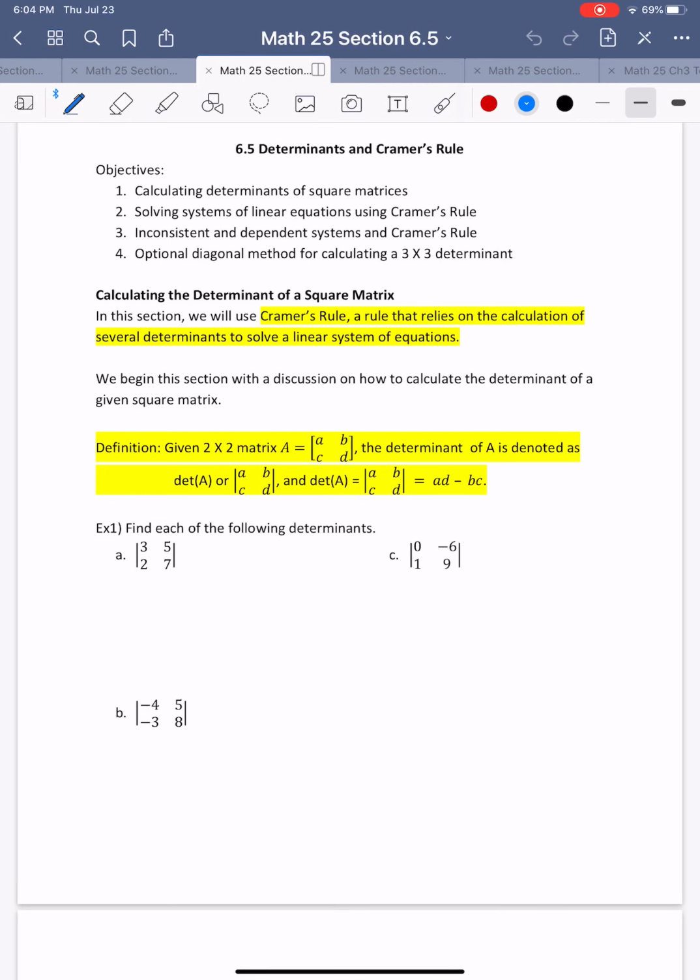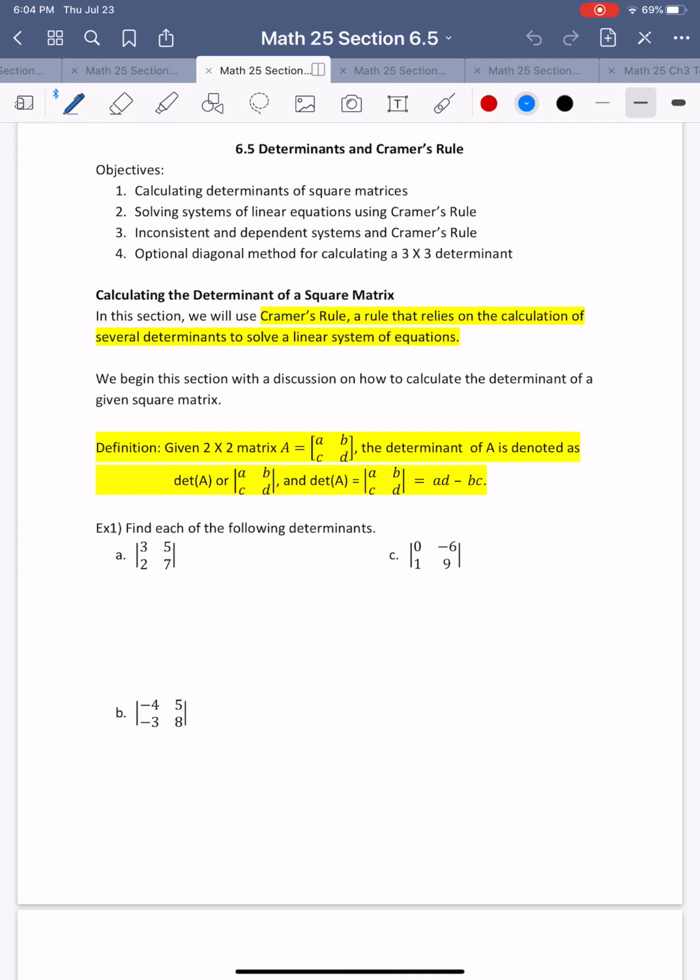Hello, this is section 6.5, determinants and Cramer's rule. This is the fifth way you can solve a system of linear equations. The first was graphing, the second was substitution, the third was elimination, then matrices, and then the determinant.